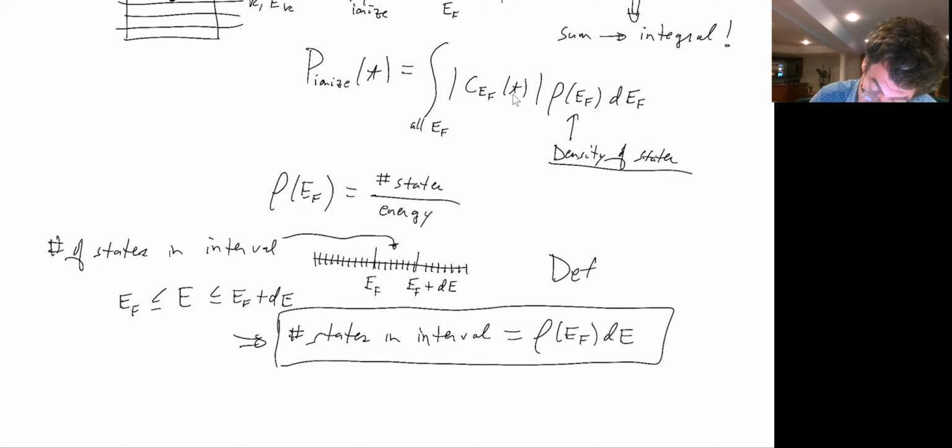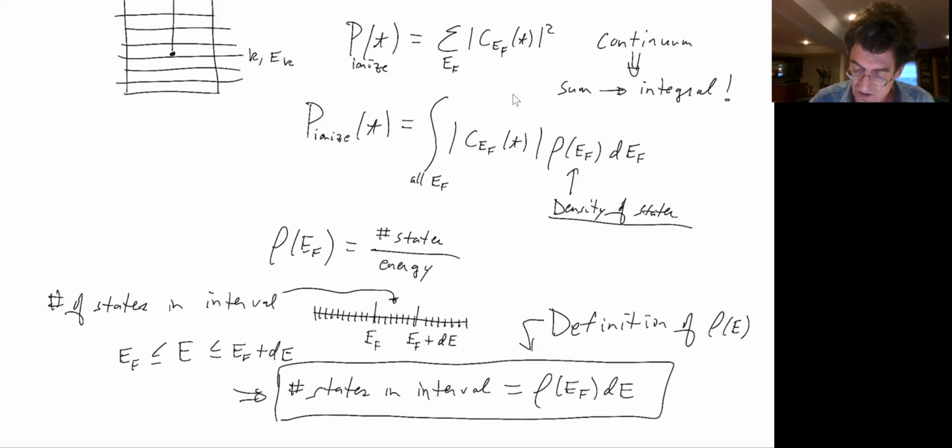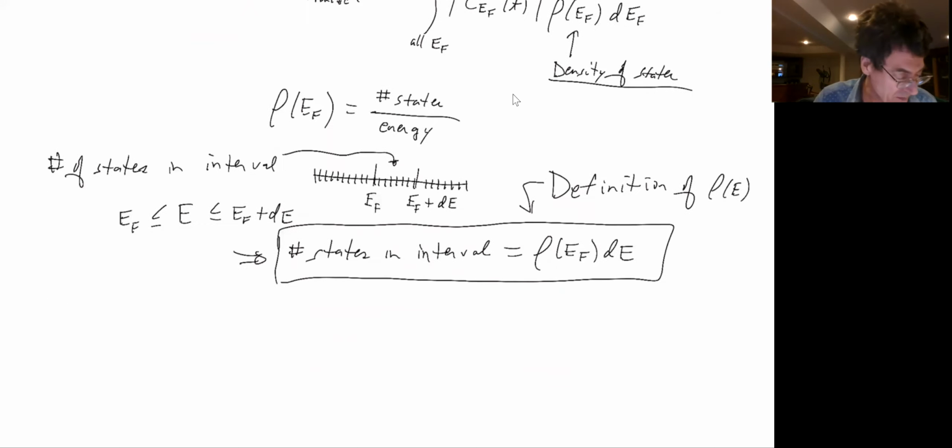This is the actual rigorous definition of the density of states. And that's what we need in order to do a sum over a continuum number of states. So it's a very important concept. If you've never seen it before, you might have to spend a little time trying to wrap your mind around this concept.